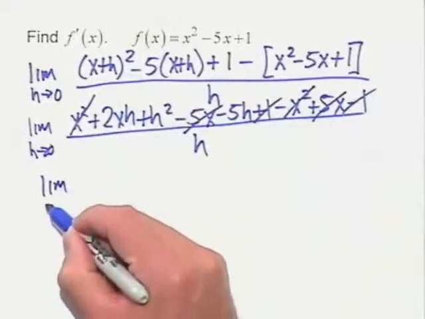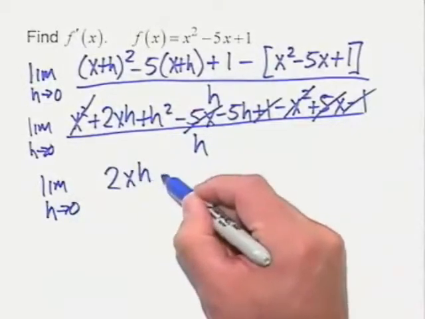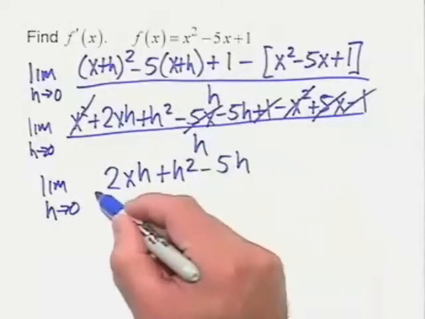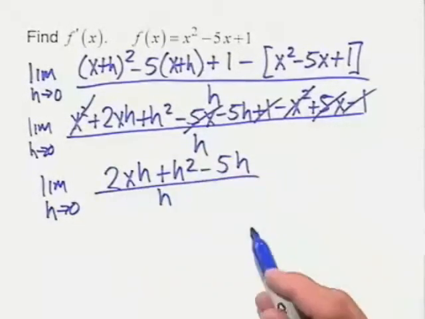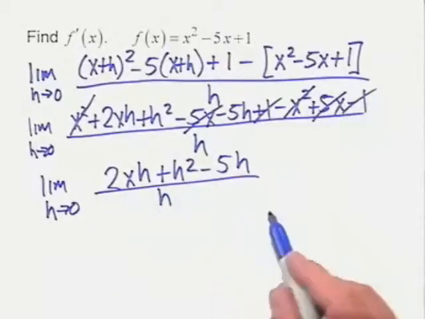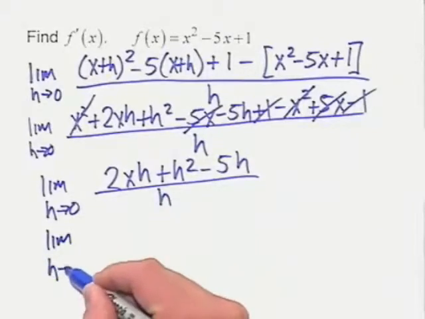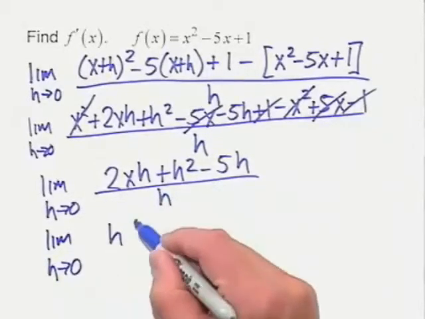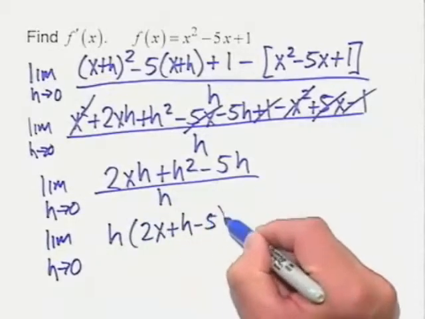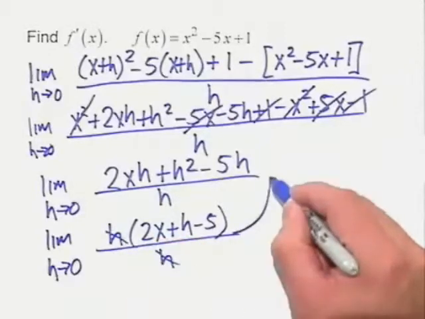We have the limit as h approaches 0 of 2xh plus h squared minus 5h all over h. Now, notice that our denominator is going to 0. We have to factor an h out of the top in order to make this work. So we have the limit as h approaches 0. Factoring out that h leaves us with a 2x plus h minus 5 in the top all over h. And now our h's will in fact cancel.